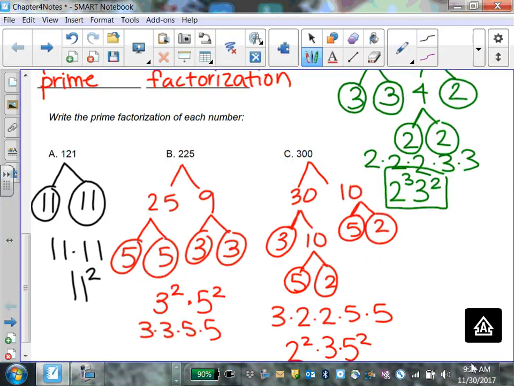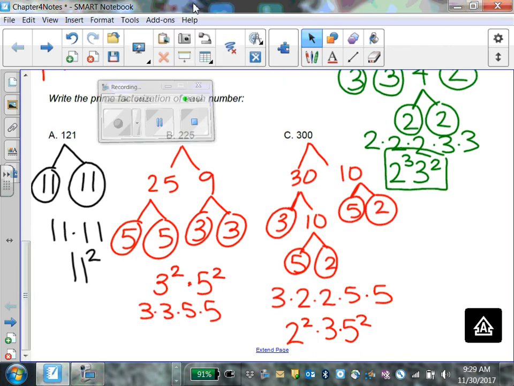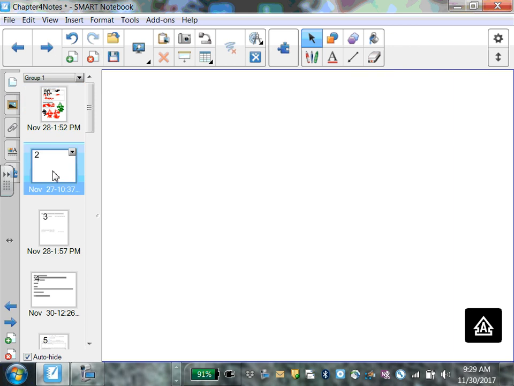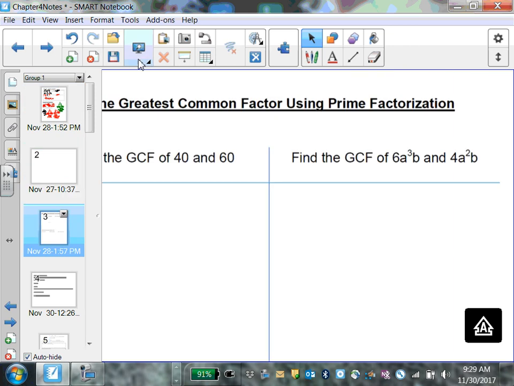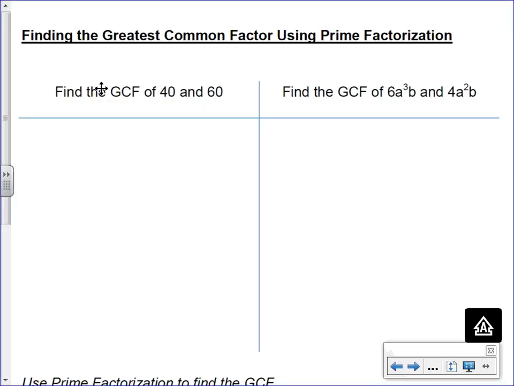Are there questions? So now we are going to look at finding the greatest common factor using prime factorization. It is super simple, but you can easily overthink it. As soon as you overthink it, you're making it not so simple. Okay? So we're going to do 2 together, and then I'll let you try the 3 at the bottom yourself. So find the GCF, greatest common factor, that's what that means, of 40 and 60.